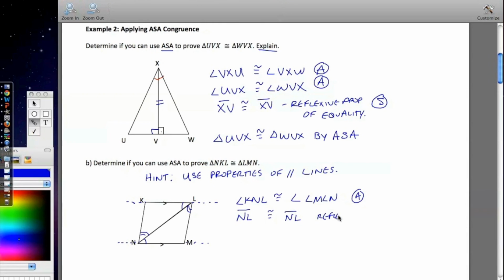Reflexive property of congruence. Up here this should have been of congruence. You're right, I made a mistake. Reflexive property of congruence. So that's my side. And so I'm using angle, side, angle, so I need to say something about the other angle. So I used this one and this one. And now I'm going to use the angle with 1. So I'm going to say angle NLK is congruent to angle LNM.